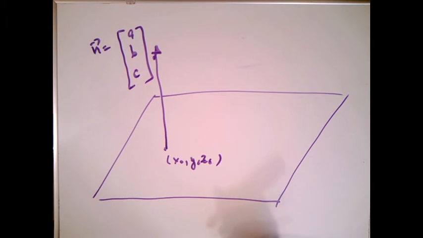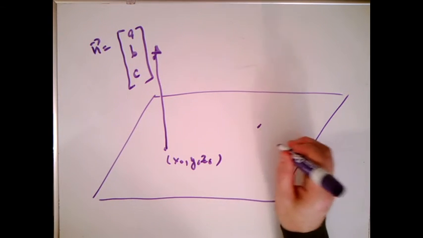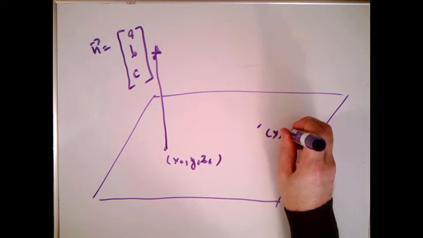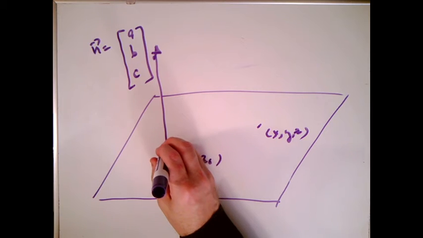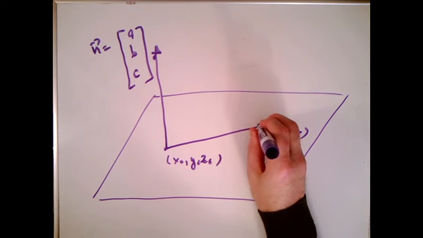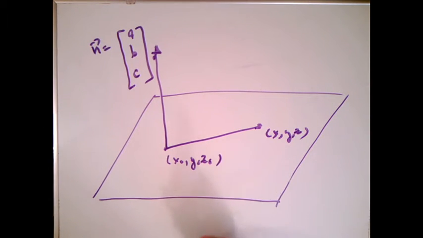Now the idea is, what are we supposed to do? Well, what we do is we pick any other point on the plane, like this. And the idea of being normal means that the normal vector is going to be perpendicular to any vector I can draw on the plane. So there's a vector that I can draw on the plane. And I just want to write everything out and say, hey, it's perpendicular.